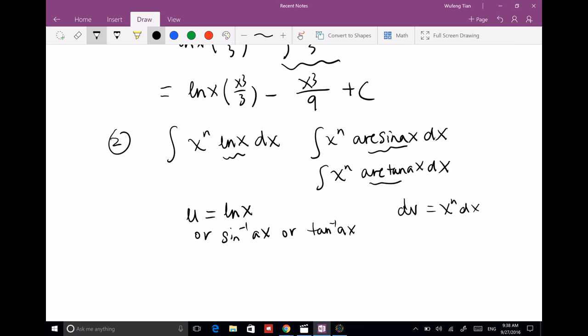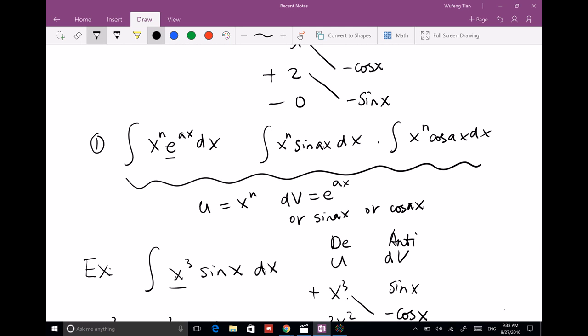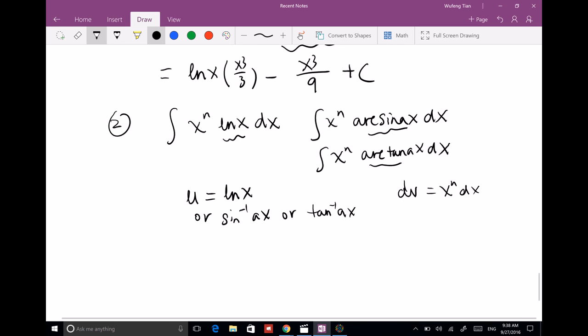The previous one, for x power n sine ax, we can find the antiderivative for that. For this one, we cannot find the antiderivative for ln, so that's why we do it this way.